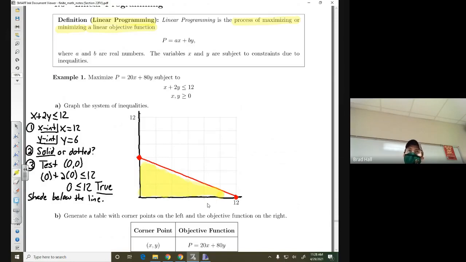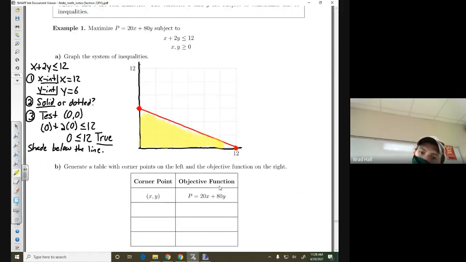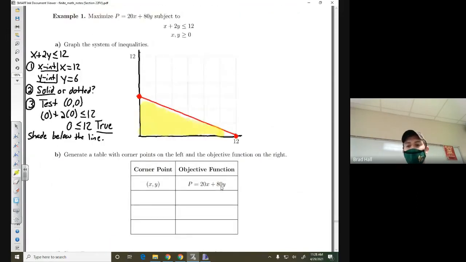Now, your graph needs to be only as perfect as the information you need to derive from it. You need to make sure this graph is drawn well enough to where you can determine the corner points. Now, you need the corner points. That's the only reason why we care about drawing this graph.